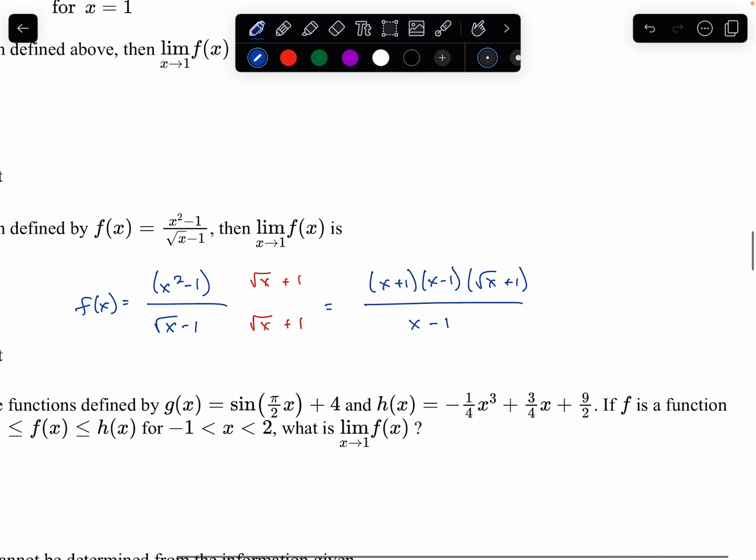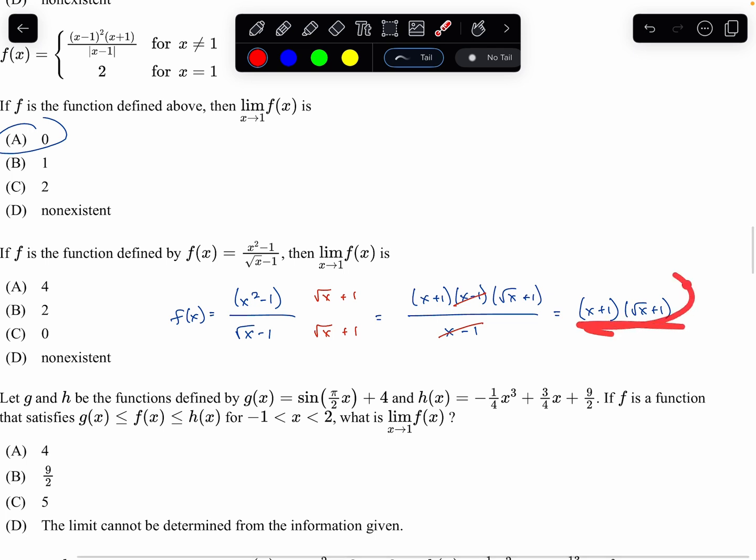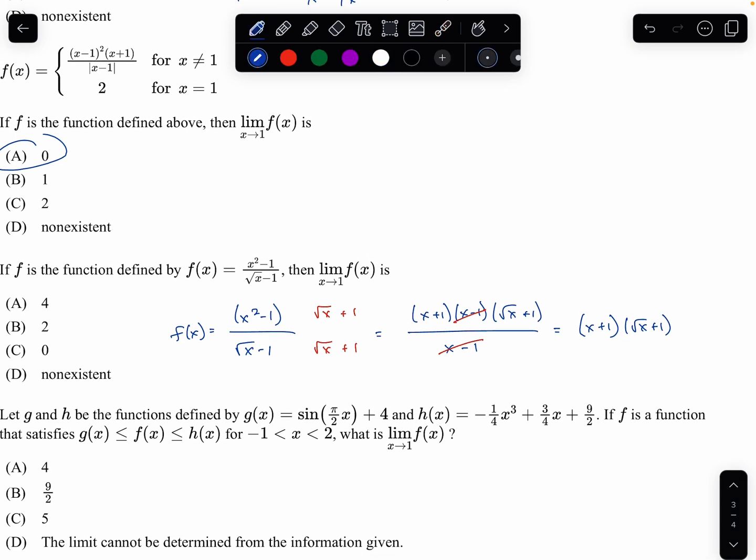And so because I've done that, these factors will cancel, which now gets rid of, I guess you can say, a hole, and that was a problem for us. So we have x plus 1 times the square root of x plus 1. So I can substitute 1 into this right here, and this is the same thing as this right here, but we don't have any problems with our domain, right? And so with that being said, if I plug in 1 for here, I'm going to get 2 plus 2, which is going to be equal to 4. There you go.